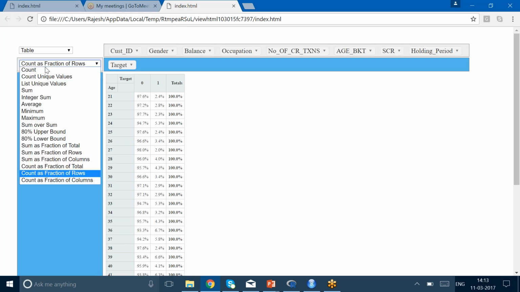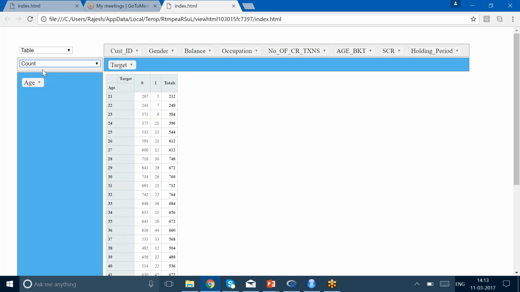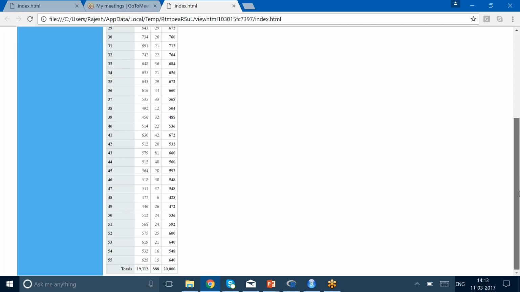Let me put count as a fraction. What it shows me, of the total base, which is 20,000 in our case, 212 customers were from the age group 21, 248 were from the age group 22, 384 from 23, and so forth. I can have these numbers for all the age buckets.